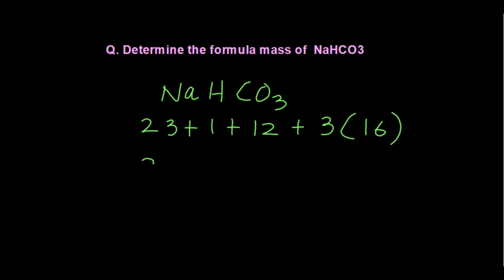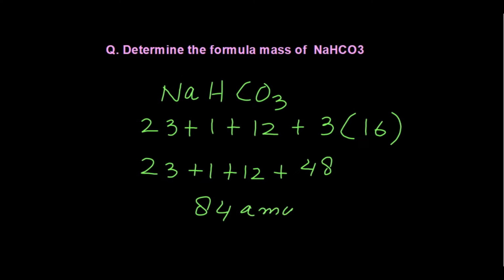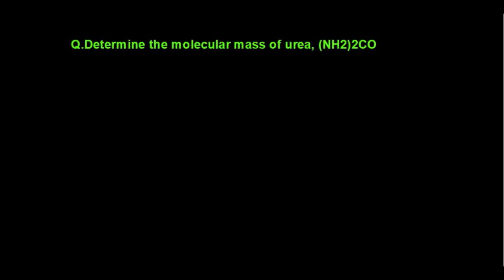Here we will have 23 plus 1 plus 12 plus 16 multiplied by 3 is equal to 48. We will add all these quantities, we get the answer 84 atomic mass unit. So the formula mass of sodium bicarbonate is 84 atomic mass unit. I hope this is clear. Now we'll see the next question which is given.